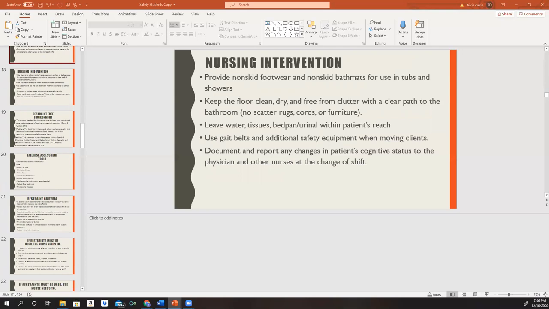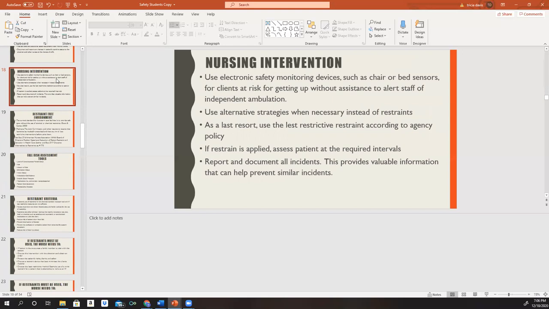All right, you want to use electronic safety monitoring devices, such as those chair or bed alarms we talked about. If you have a patient that's impulsive and you know that they're going to get up without assistance, you want to put those bed alarms and chair alarms on, even if they are completely alert and oriented and they promise. I've heard it before from the sweetest little 85-year-old grandma who I absolutely loved.